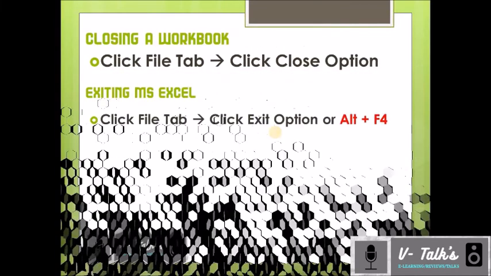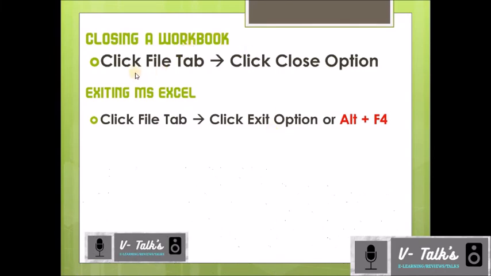Now closing a workbook, 2 options are there. Click on the file tab, click close option, otherwise click on the file tab, click exit option. Exit option means the whole MS Excel will be closed. Closing a workbook means the current workbook will be closed. Otherwise you can press Alt F4.